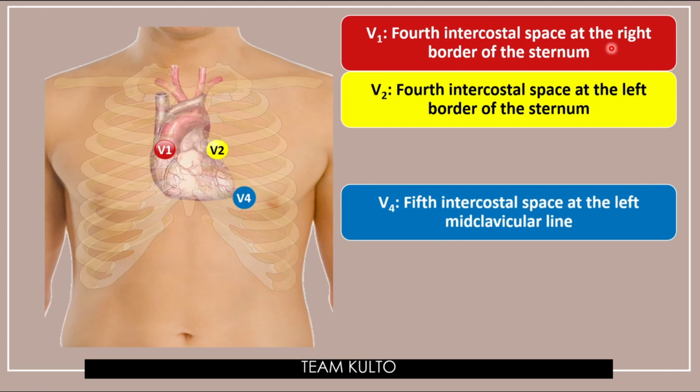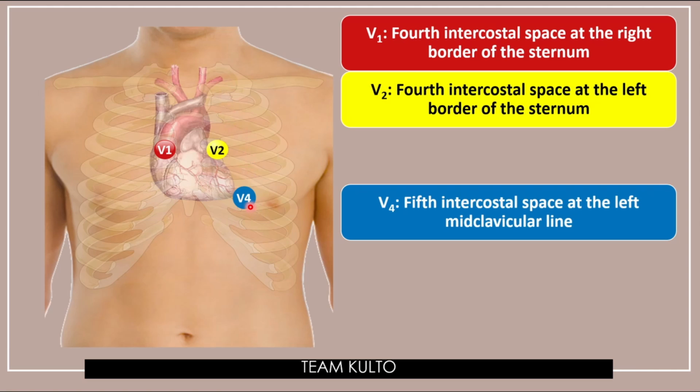Sasabihin ko sa iyo kung bakit. V4, saan siya makikita? Fifth intercostal space at the left mid-clavicular line. So this is my right side, this is my left side. Okay? So V4, saan siya? Fifth intercostal space. So, ang bilang niya, 1, 2, 3, 4, 5. Tama? So, 1, 2, 3, 4, 5.